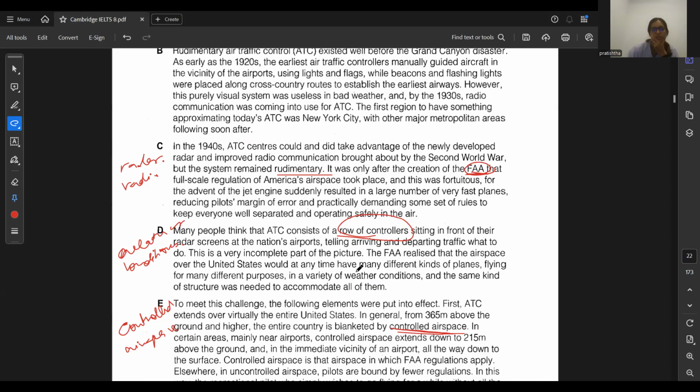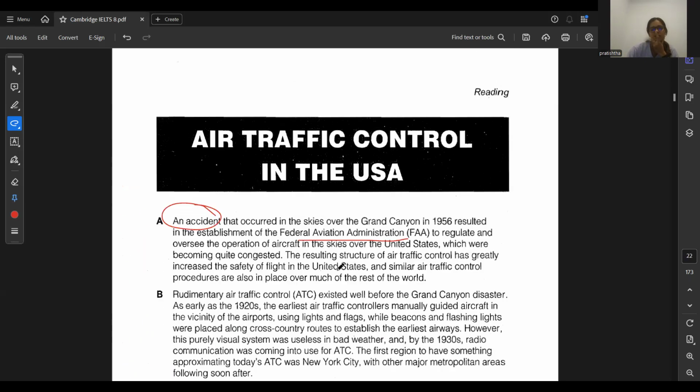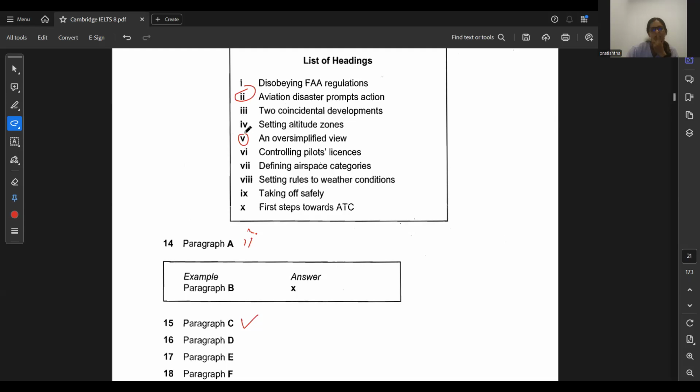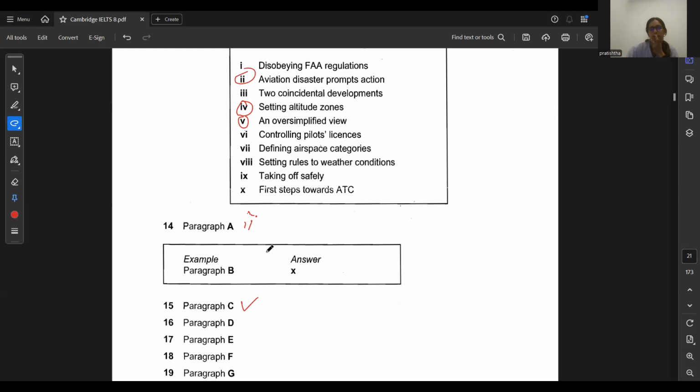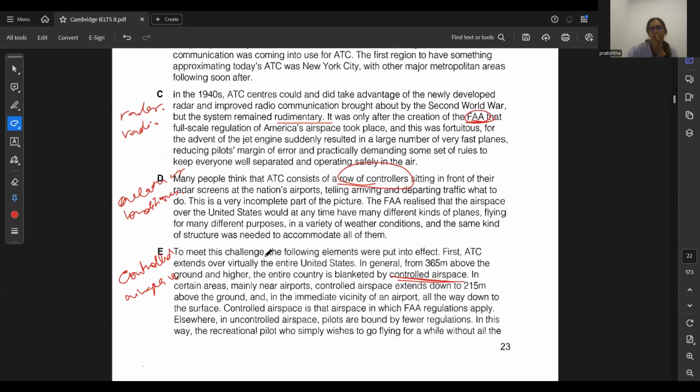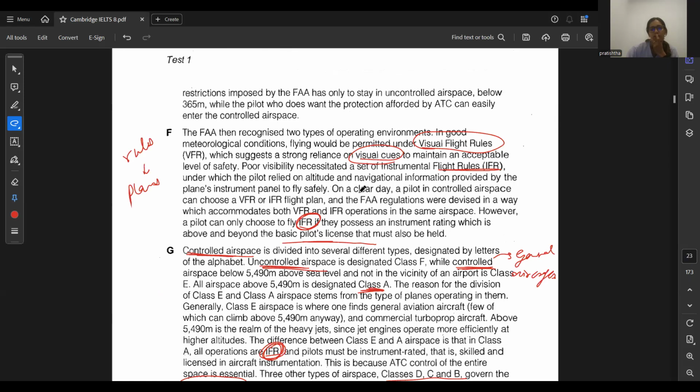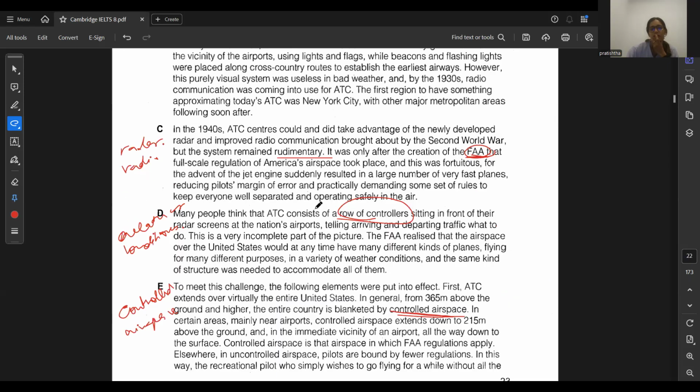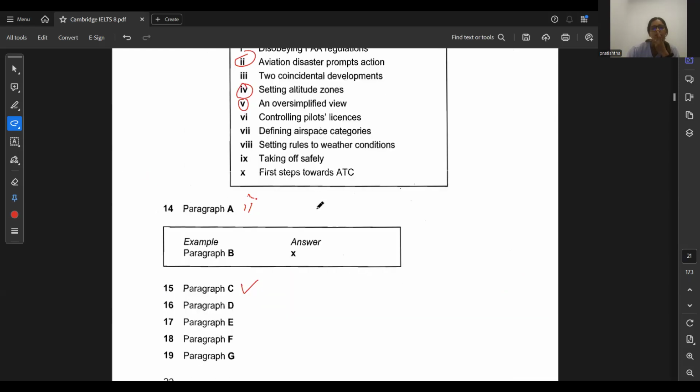If you realize that the airspace owner would at any time have many different kinds of planes for different purposes and weather conditions, right? So it's talking about altitudes. Altitudes are a reference to weather. Paragraph F. Here they are talking about extreme weather, unclear days, poor visibility, clear days, and all of that. I think paragraph F would be weather conditions, which is 8.